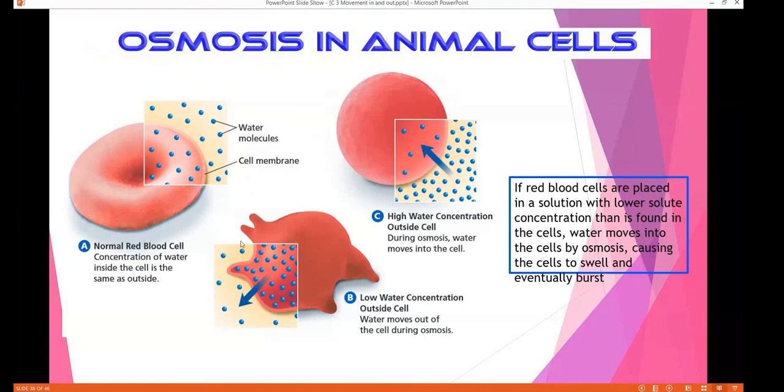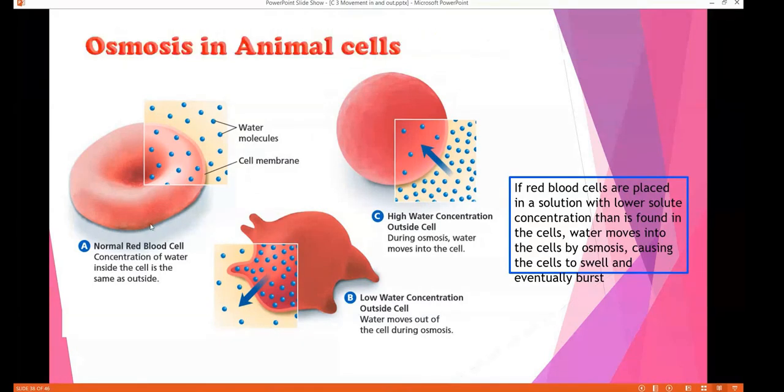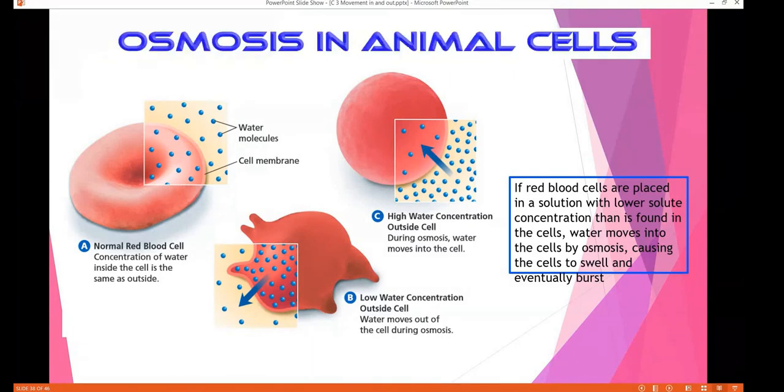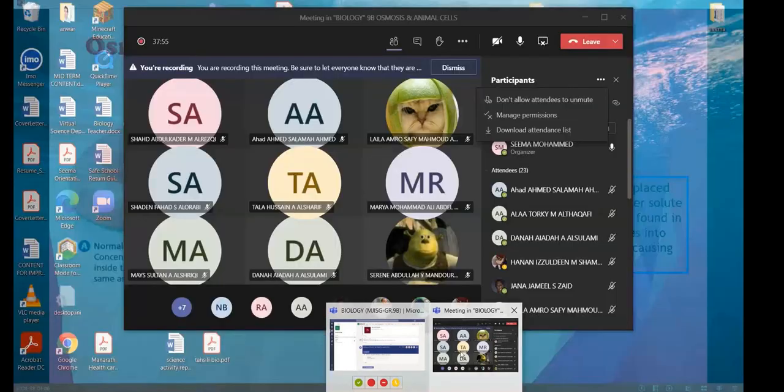Can someone explain what you can see in this picture, the difference between A, B and C cells, please? Who wants to explain about it?